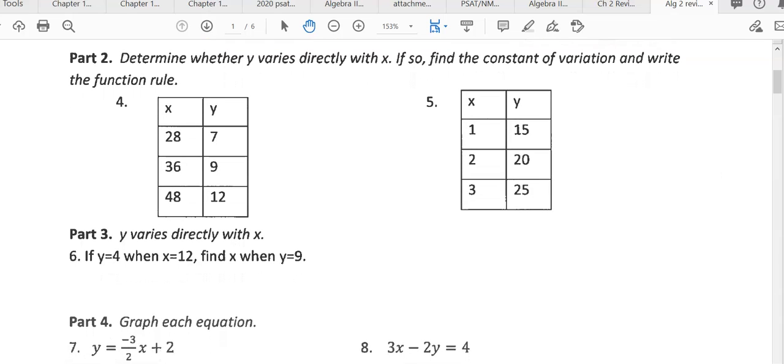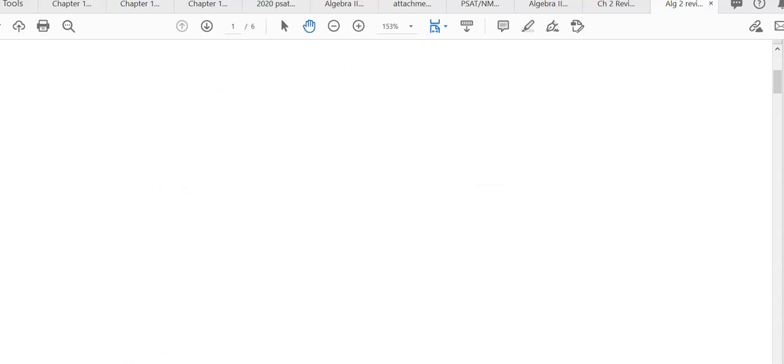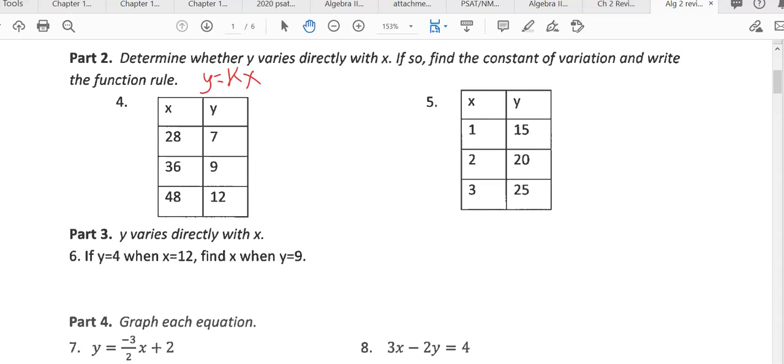Determine, so this is a little tougher. Now it's not just a function, but is it a direct variation, which is a special kind of function, right? So the equation we need for this is y equals kx. For this one, you could plug each ordered pair into that equation. So this would be 7 equals k times 28, which means if you divide by 28, k equals 1/4.